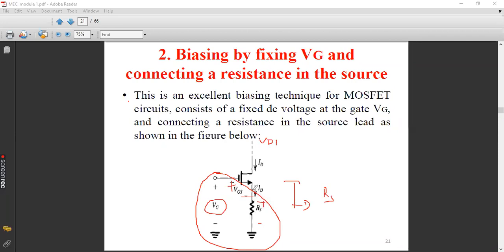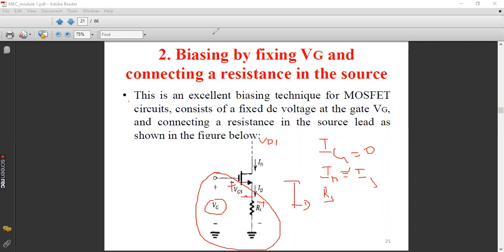You know that source current is approximately equal to drain current and IG, the gate current, is equal to 0. So since gate current is 0, we can take the drain current approximately the same as the source current. So the voltage across the source resistance RS will be ID into RS according to Ohm's law. So the fixed voltage VG is getting partitioned into two. One portion will be across gate and source and another portion will be across RS. The voltage drop across RS is shown here, that is ID RS.